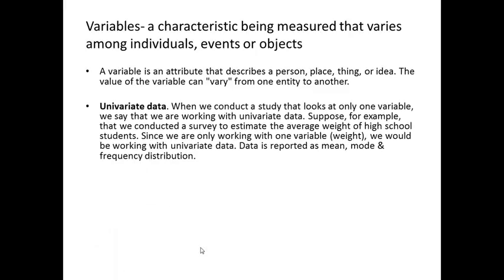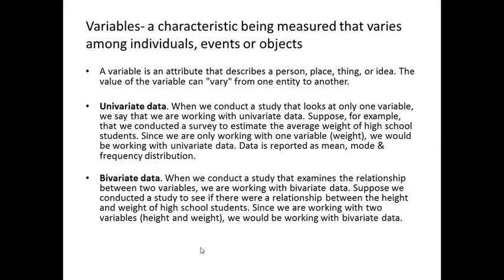Univariate data. When we conduct a study that looks at only one variable, we say that we're working with univariate data. Suppose, for example, that we conducted a survey to estimate the average weight of high school students. Since we're only working with one variable, weight, we would be working with univariate data. This data would be reported as mean, mode, frequency distribution.